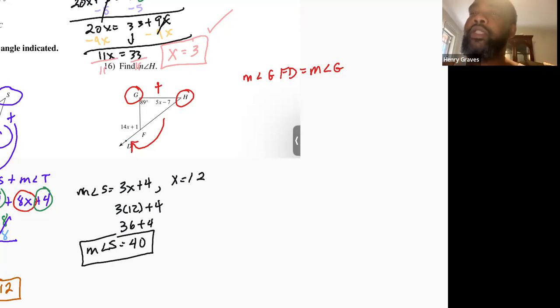So the measurement of angle GFD is 14x plus 1. Angle G is 89. Angle H is 5x minus 7. Draw my little line to keep everything nice and clean.